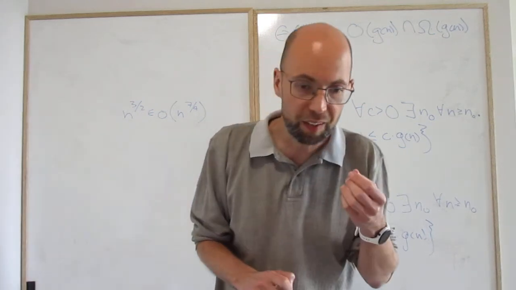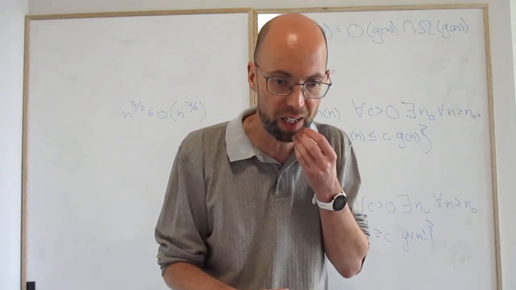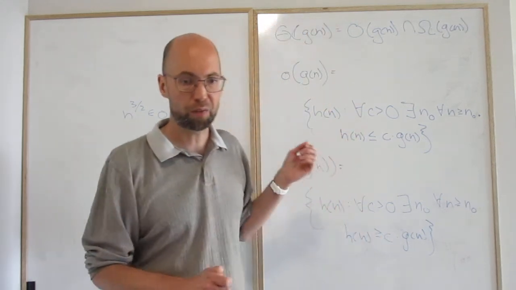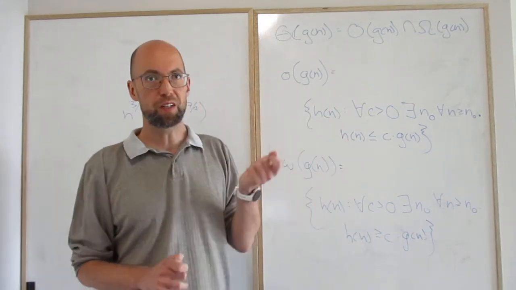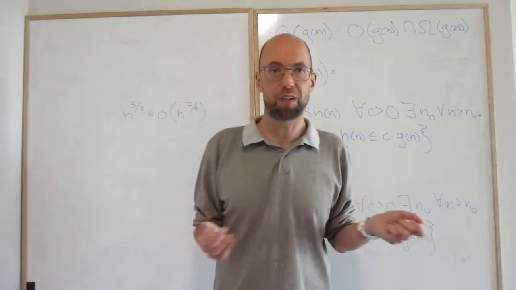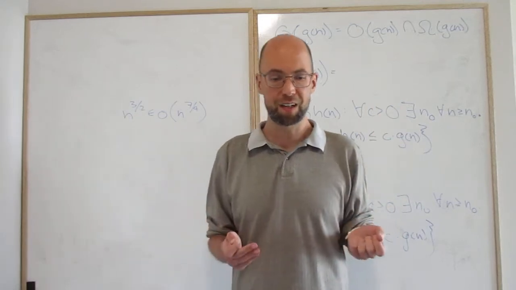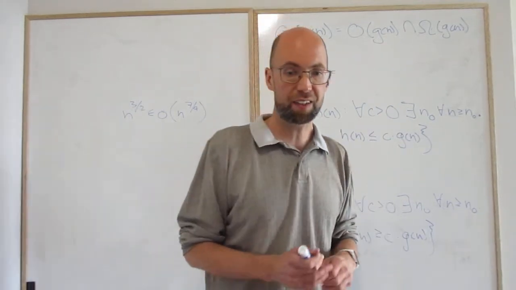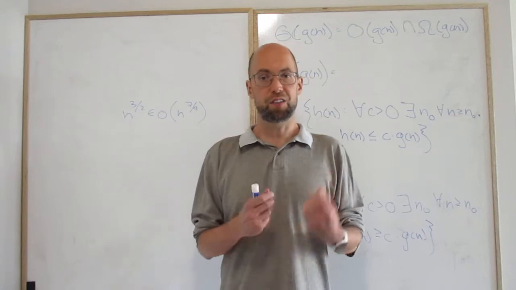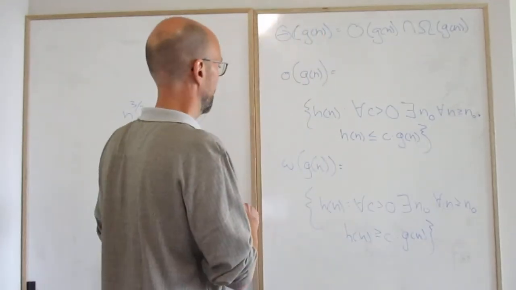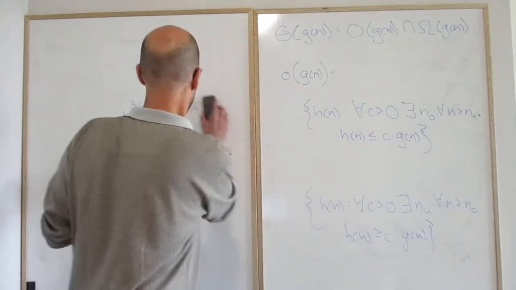One thing that I should say: g of n is in big O of g of n. g of n is in big omega of g of n. g of n is obviously in big theta of g of n. g of n is not in little o of itself, and g of n is not in little omega of itself. So I drew a Venn diagram for you, because everyone loves Venn diagrams.